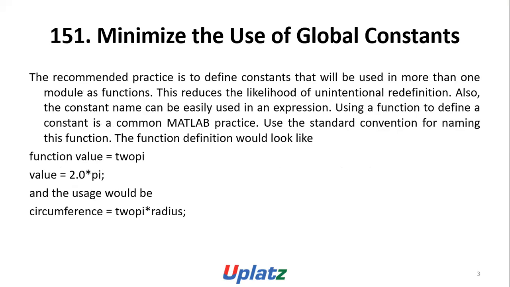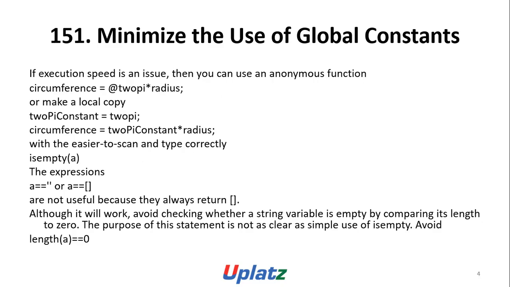The function definition would look like: function value = twoPi, value = 2*pi. And the usage will be circumference = twoPi*radius. If execution speed is an issue, then you can use an anonymous function, circumference = @(radius) 2*pi*radius, or make a local copy, twoPiConstant = twoPi, circumference = twoPiConstant*radius.